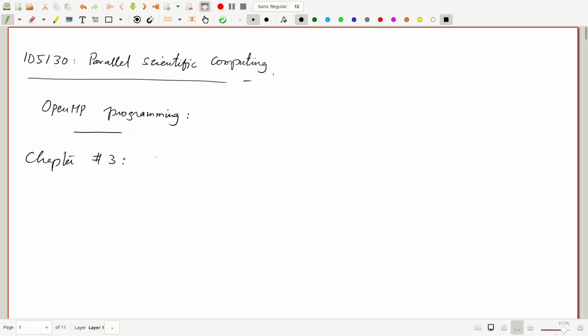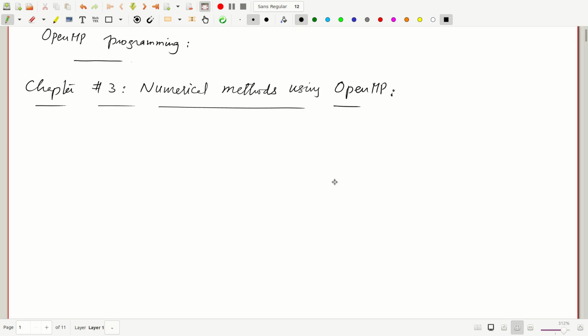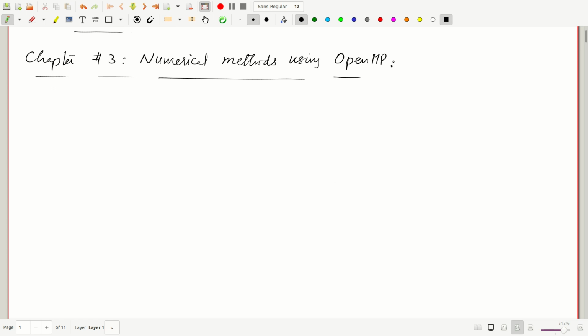which is essentially numerical methods using OpenMP. We will see how to apply the concepts that you have learned to some numerical methods problems, so that they give you some confidence in going ahead with the numerical methods that you work with in your research or in your projects.